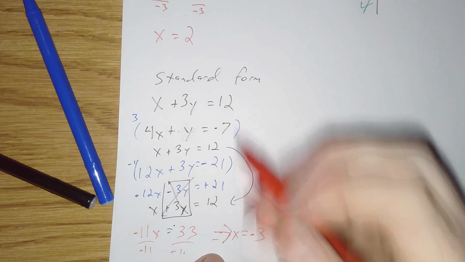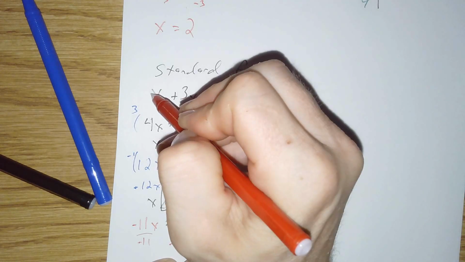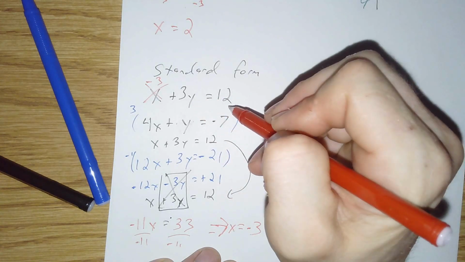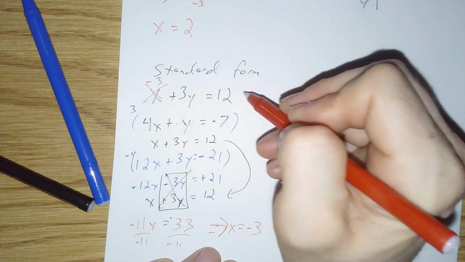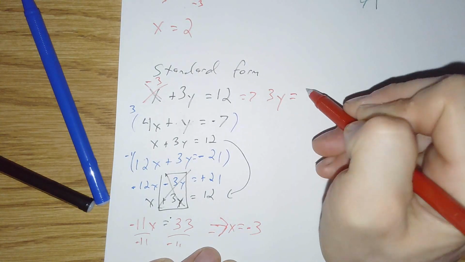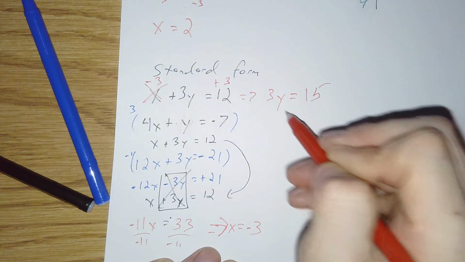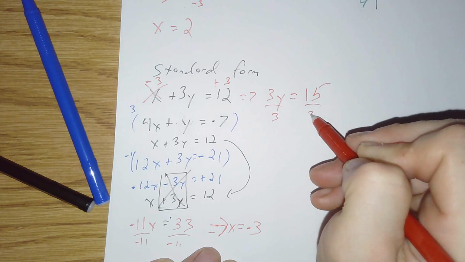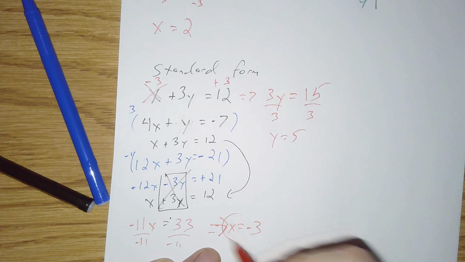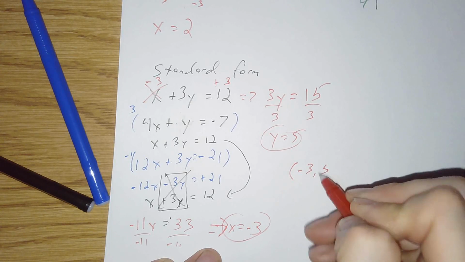So I'm going to pick one of these to drop that negative 3 into. I'm going to do this one because it's easier. Negative 3. So now I just have to solve for y. I'm going to bring the negative 3 to the other side, so I get 3y equals 15, because 12 plus 3 is 15. Divide both sides by the coefficient of my variable term, and y equals 5. So this is my x, this is my y. The point at which they intersect is negative 3 and 5.